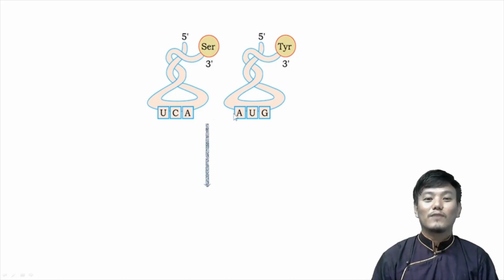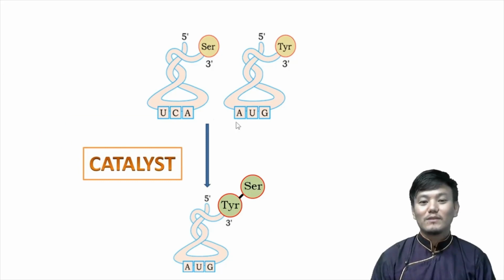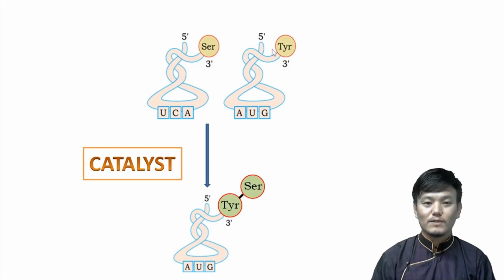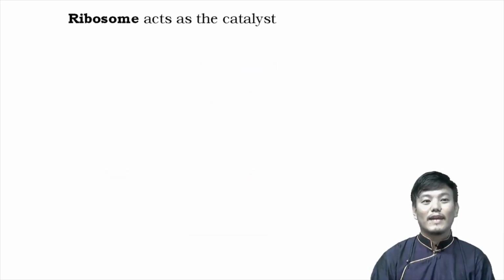So when they are brought close to each other, there is a formation of a peptide bond between the two amino acids. So that is the significance of aminoacylation of tRNA. Now, this particular reaction can be sped up with the presence of a catalyst. So what is that catalyst? The catalyst is nothing but the ribosome. The ribosome acts as the catalyst for the formation of peptide bonds between amino acids.